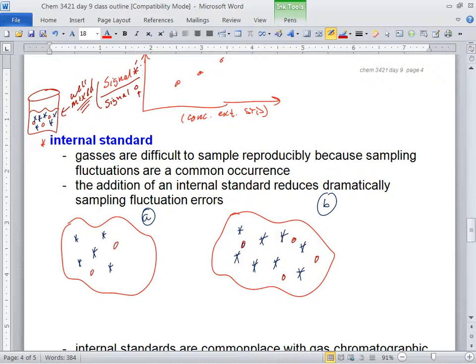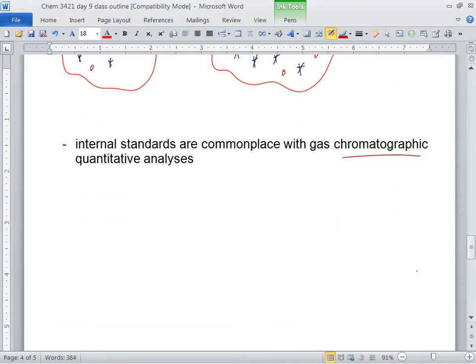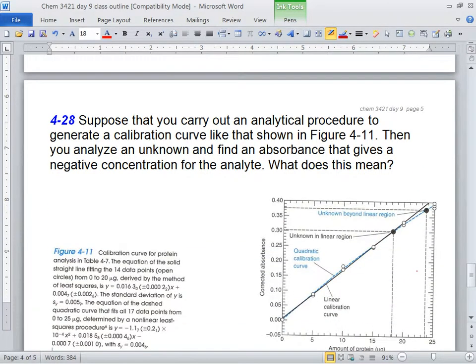So that's what happens with analyzing the GC. If you have to, you should introduce an internal standard. And it seems like twice the work, because now you have to measure 2 signals, not just 1. Okay, there it is, internal standards and gas chromatographic analyses.